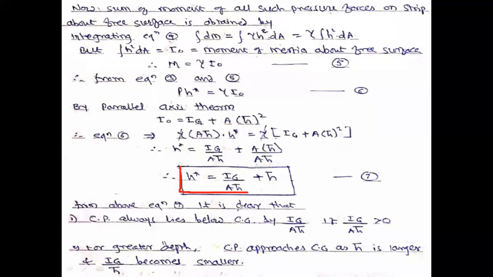From the above equation, equation number 7, it is clear that Cp always lies below the Cg. So an MCQ question may come in your examination that center of pressure always lies below Cg. Cg is nothing but this distance. Cp is below it by this quantity. For greater depth, Cp approaches Cg as h star minus h bar becomes smaller.